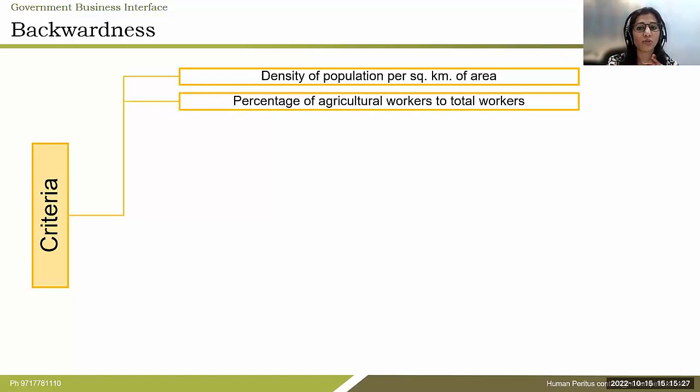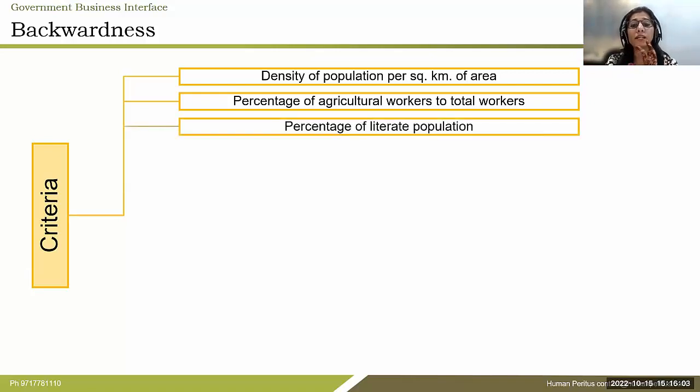Similarly, next is the percentage of agriculture workers to the total workers in that particular area. We consider agriculture a primary activity, and we consider secondary and tertiary activities more advanced than agriculture or the primary activities. So if we see the ratio and the percentage of agriculture workers is more compared to the total workers there, then we consider that area to be backward.